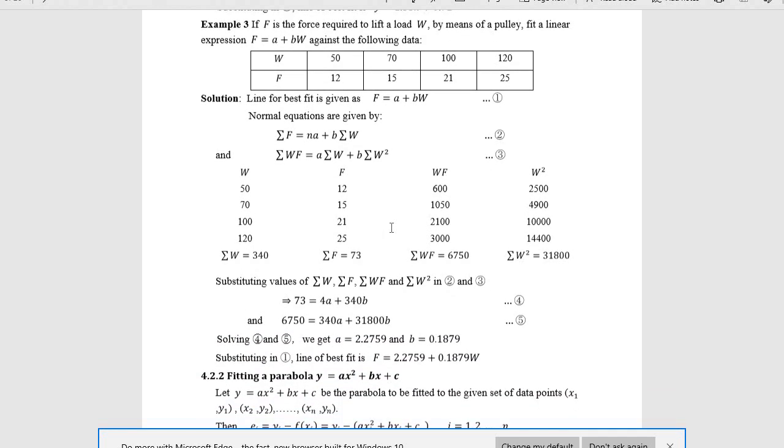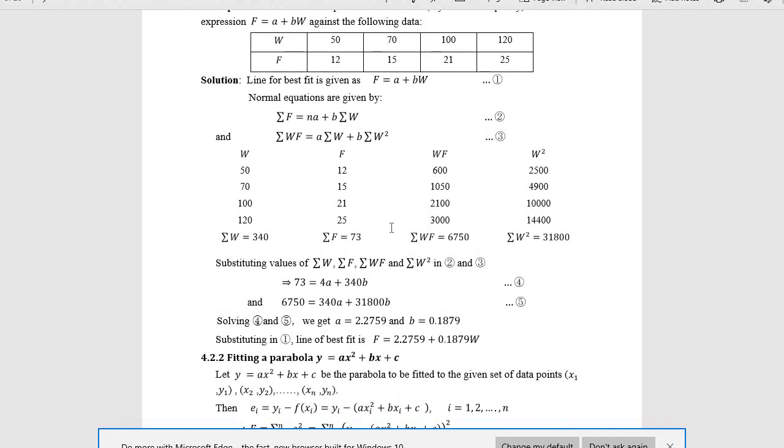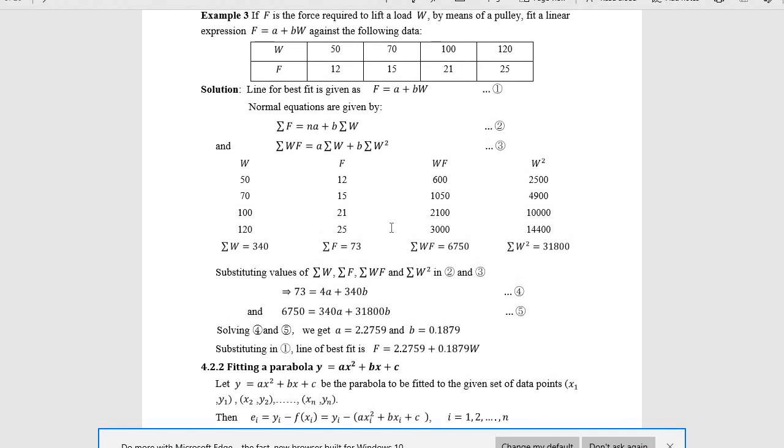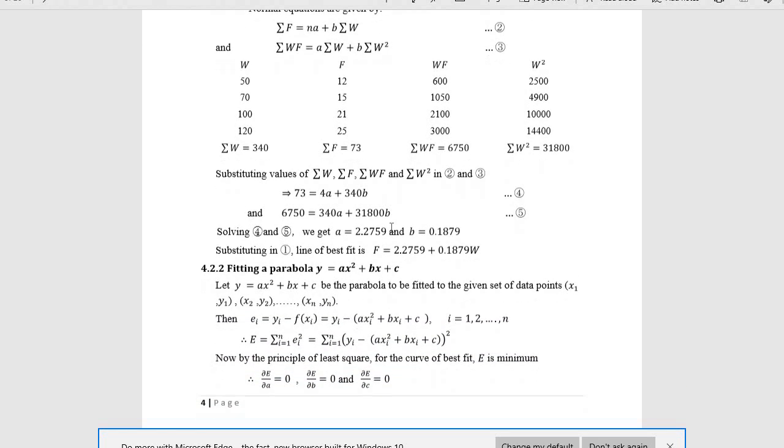Construct the normal equations and construct the required statistical table data. Sum of W values, sum of F values, sum of WF, like xy, instead of xy, WF is given here. W square. Calculate those values, substitute in the normal equations, and get the result.